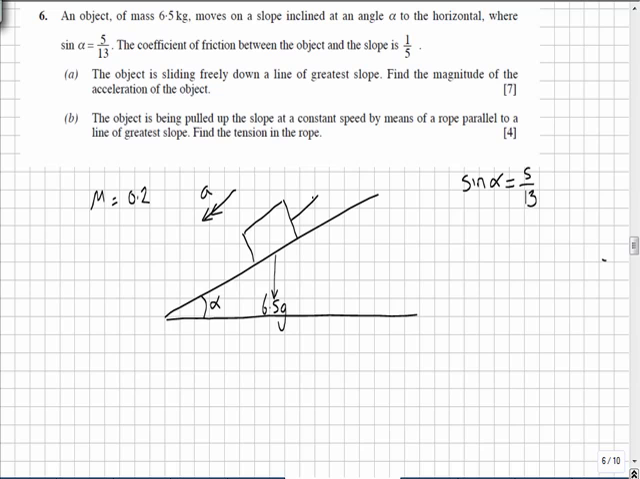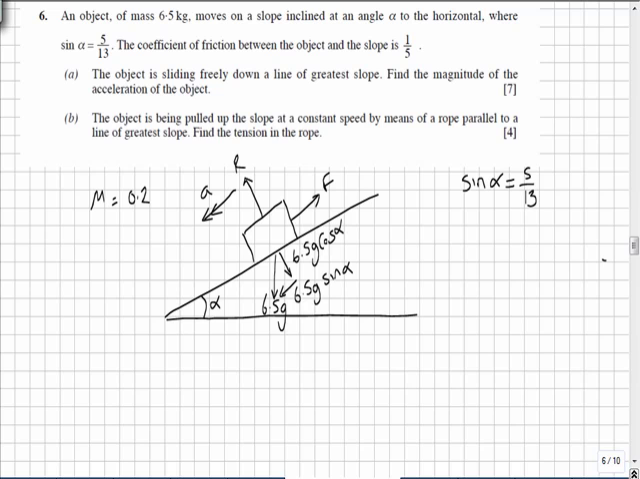We have a frictional force trying to hold the object on the plane and stop it moving. And we also have components of the weight both perpendicular to the plane, which is 6.5 g cos alpha, and parallel to the plane of 6.5 g sin alpha. We also have reaction to take into account, which will help us calculate that frictional force.